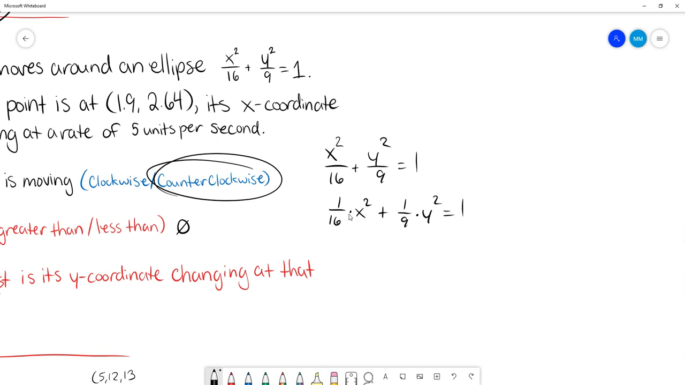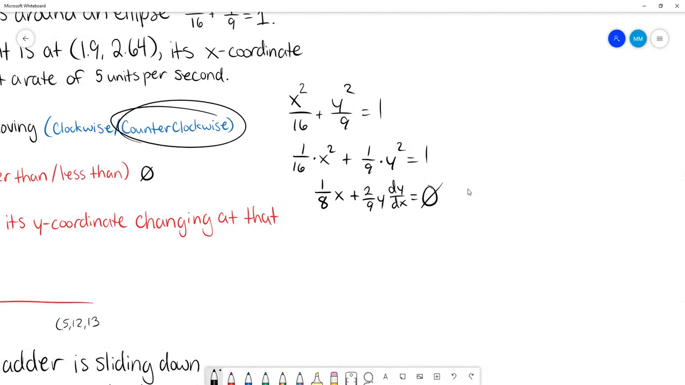And so now, well, the derivative of x squared is 2x, so I get 2 over 16, or just 1/8 x. This is with respect to x, so I don't need anything there. Plus the derivative of y squared is going to be 2y dy/dx, so 2/9 y dy/dx equals, and the derivative of 1 is 0 because it is a constant. So now I want to get my dy/dx all by itself, so I'm going to subtract this from both sides.